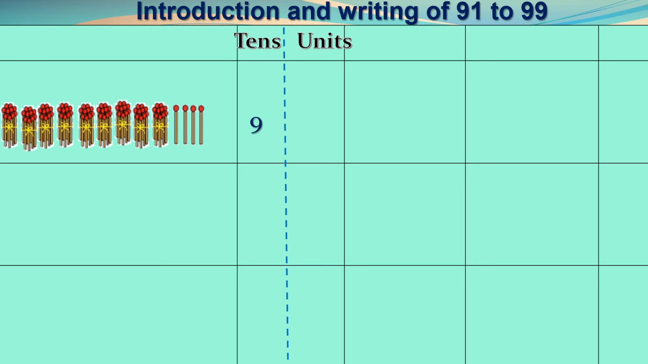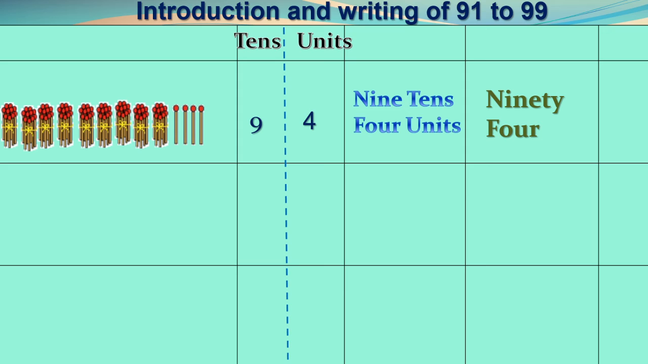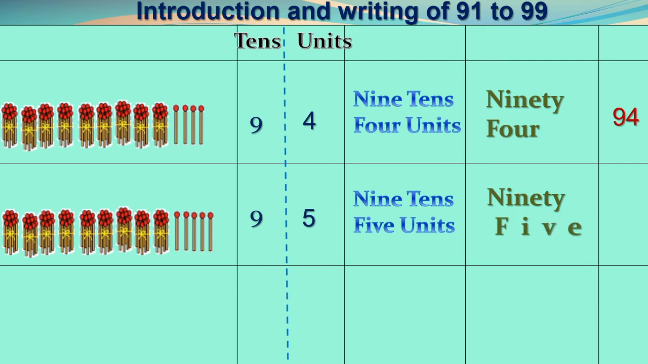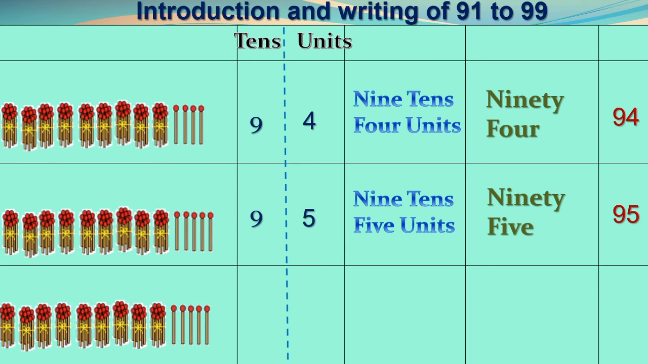So our tens are 9 and 4 units. Right? Our number is 94. In numerals, 90 and 4. Now we are going to add one more to 94. So we got 9 tens and 5 units. That is nothing but 95. 90 and 5. Right? Let us add one more to 95.